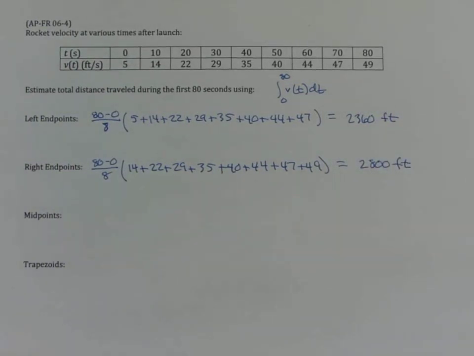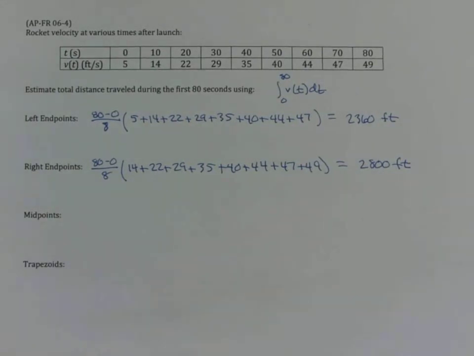And if we can assume that the velocity is increasing over all of the subintervals as well as just from one 10-second value to the next, then we should be able to have fairly high confidence that the actual distance traveled is somewhere between these two numbers. But we can make a midpoint estimate.